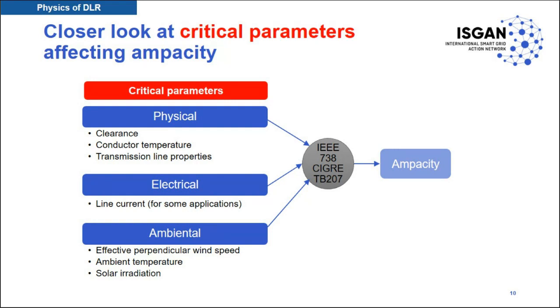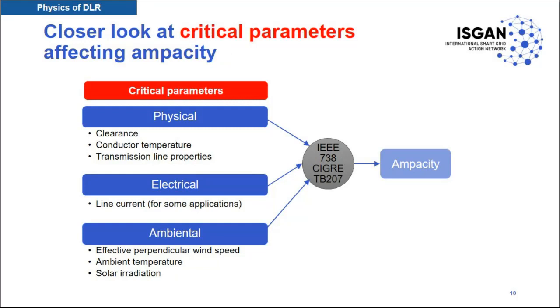If we summarize, to do dynamic line rating, you have at the center the thermal model, and you have to feed this model with parameters like clearance or sag in real time. That is paramount to conductor temperature, of course. Sag is the ultimate consequence of the conductor temperature at a certain moment.